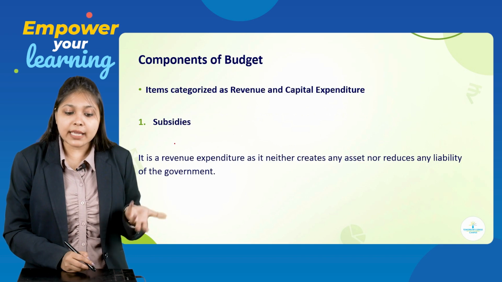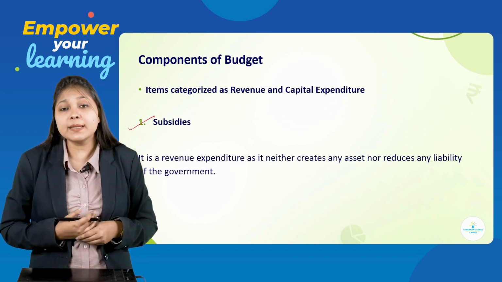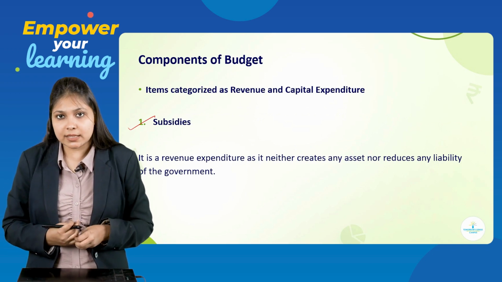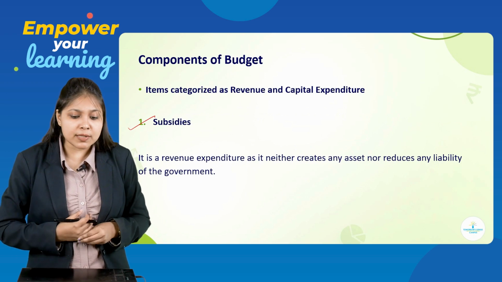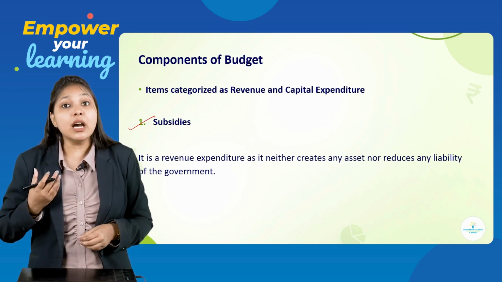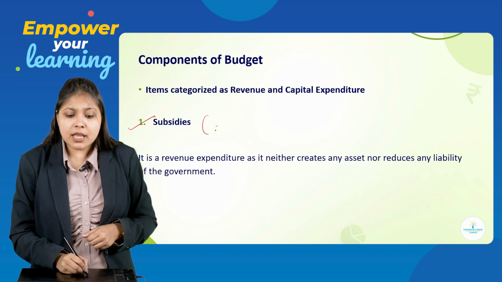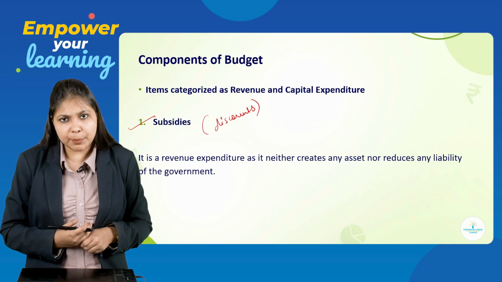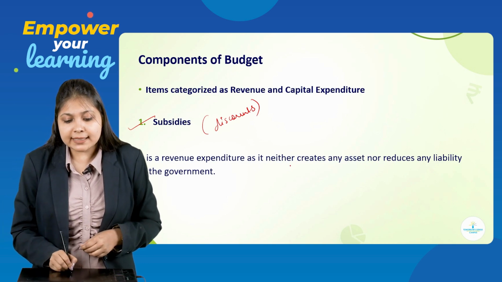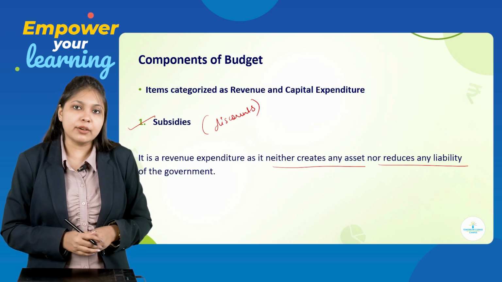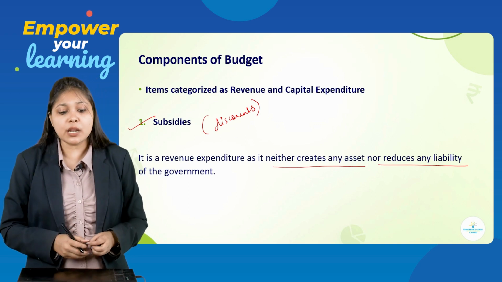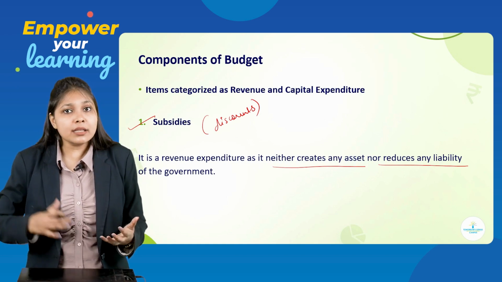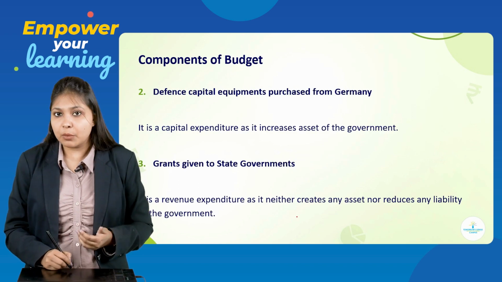If you understand the basic meaning of revenue expenditure and capital expenditure, you can very easily classify the different examples or categories. First, let us classify subsidies. When the government gives subsidies to the people, what kind of expense is this? Is it a capital expenditure or a revenue expenditure? Obviously, it is a revenue expenditure. Subsidies, in very simple language, are nothing but the discounts which the government gives to the poor people. So it is a revenue expenditure as it neither creates any asset nor reduces any liability of the government.